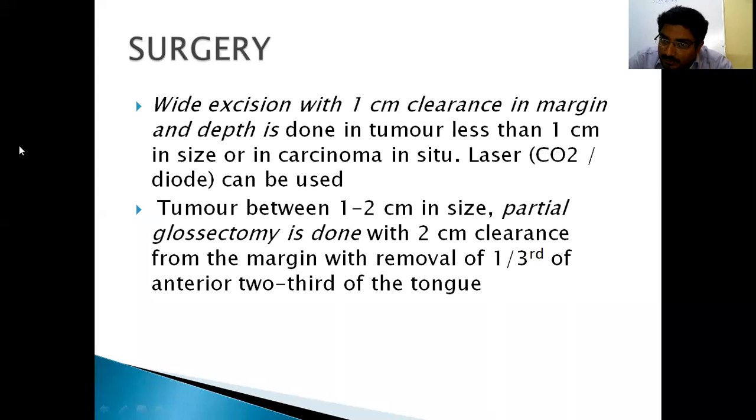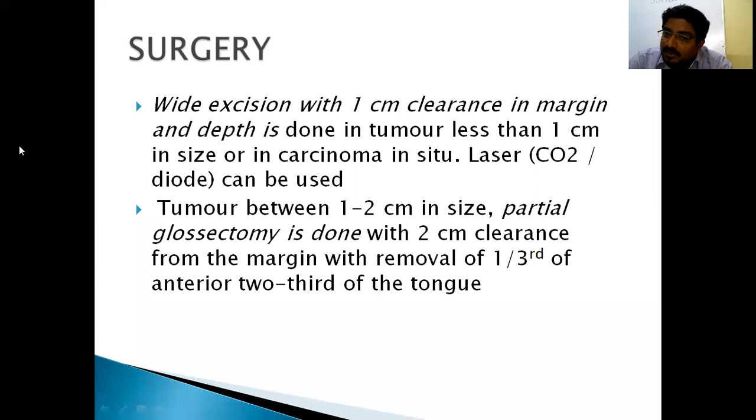If the tumor is less than 1 centimeter, margin clearance has to be done with wide local excision. Next, if the tumor is 1 to 2 centimeters, then you have to go for clearance of up to 2 centimeters from the margin, with removal of 1/3 of the anterior 2/3 of the tongue.